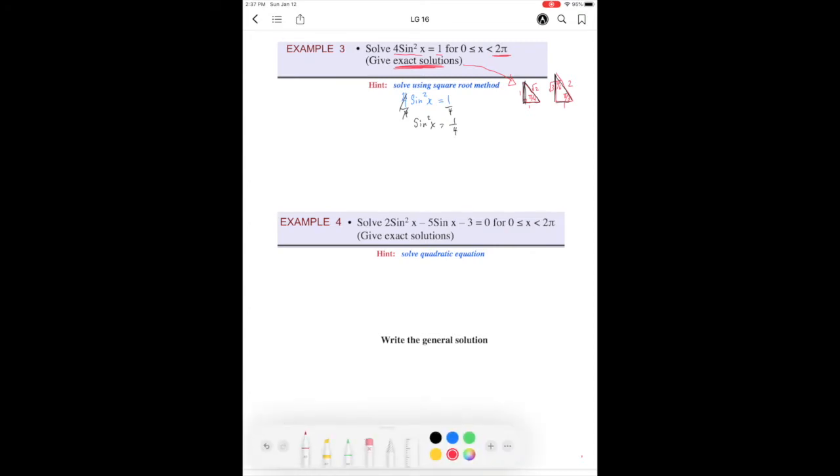Now I want to get rid of the square. So square root, square root, square root. And now I've achieved my goal. Sine x equals plus or minus, because you're taking the square root, 1/2. Once you have it isolated, see sine x is nicely isolated, I can now go and do my steps.